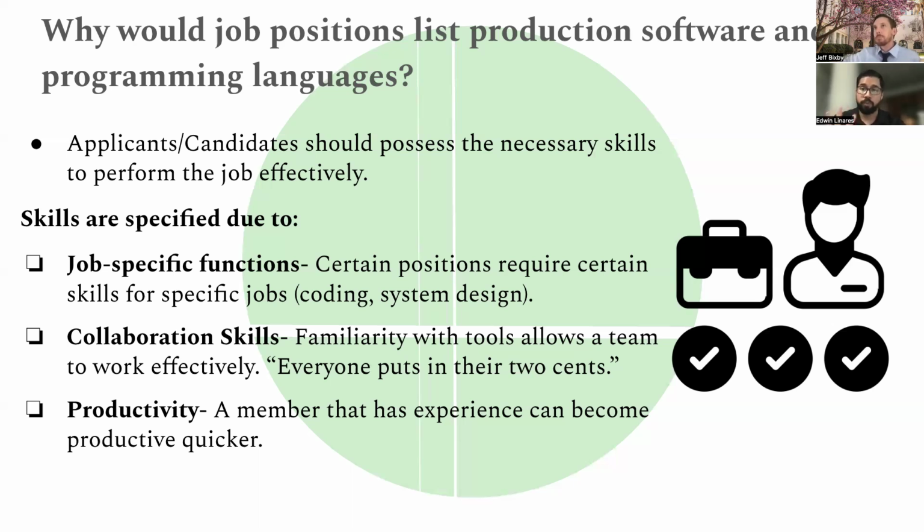I have three in total. The first is job specific functions, which basically means certain positions require you to have certain skills for that specific job. So coding, I don't know anything about coding. I can't sit here and fill out an application and say I am 100% sure I'm going to get that coding job, because I have no clue what that is at all. System designing can be like designing websites, things like that, and I don't have any experience with that either.